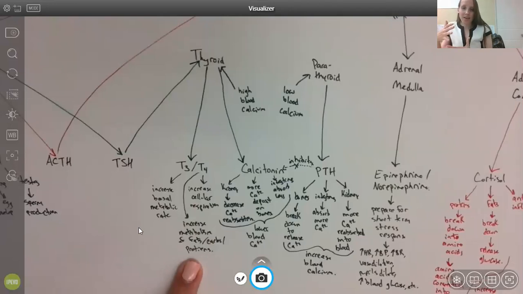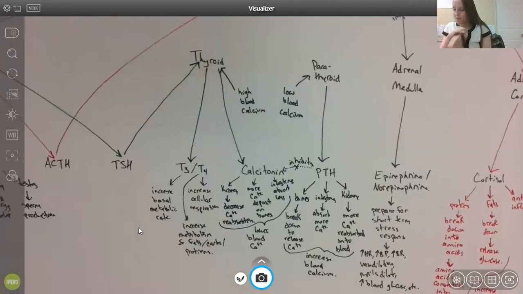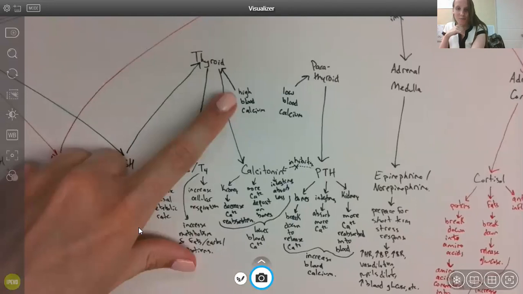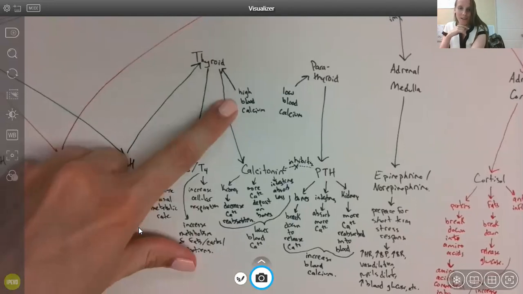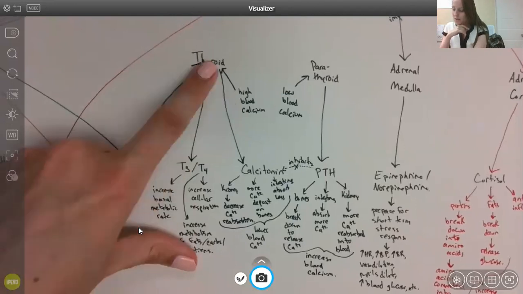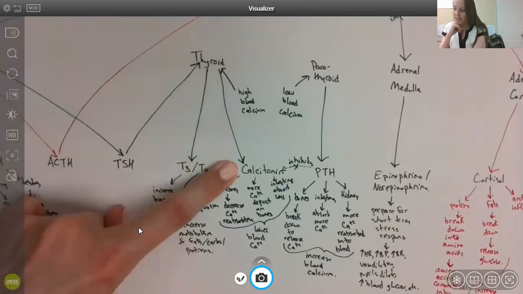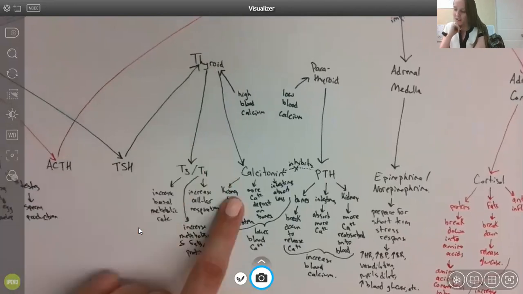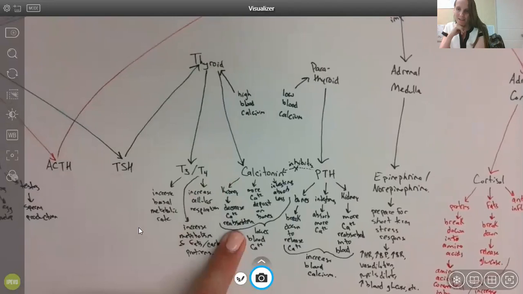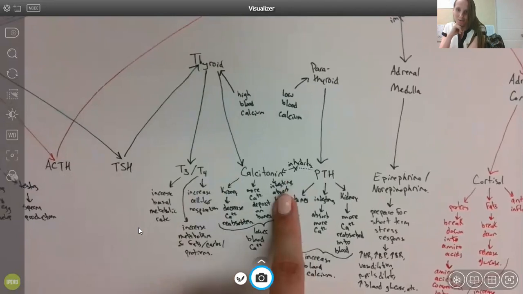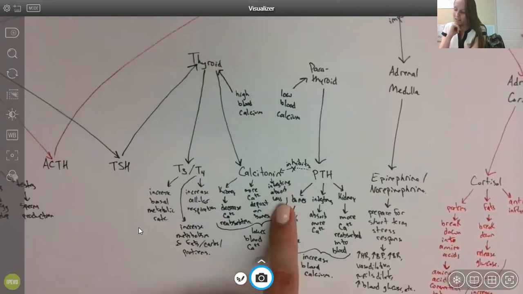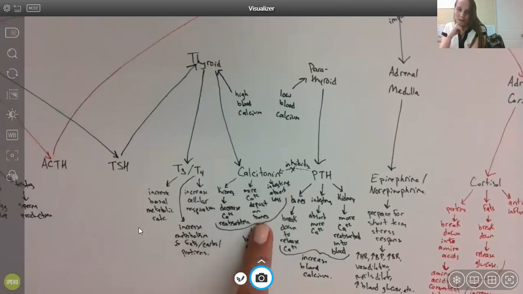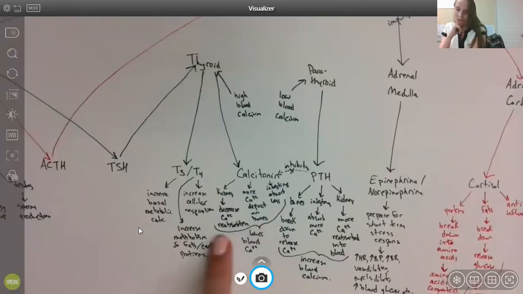And then the other job of the thyroid is when it's stimulated by a high blood calcium level, the thyroid is going to release calcitonin. Calcitonin goes to the kidneys, causes them to decrease their calcium ion reabsorption, also goes to the intestines and tells them to absorb less, and it causes more calcium to be deposited on the bones, all of which lowers the blood calcium level.